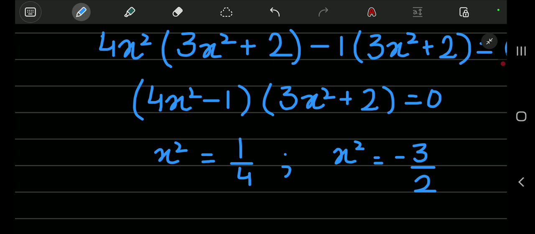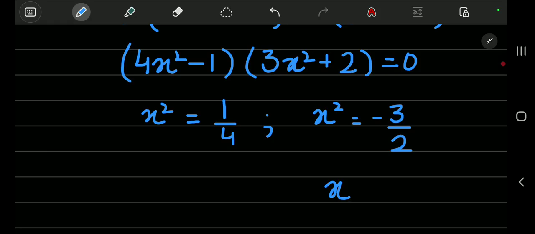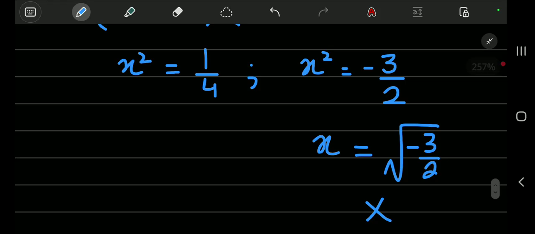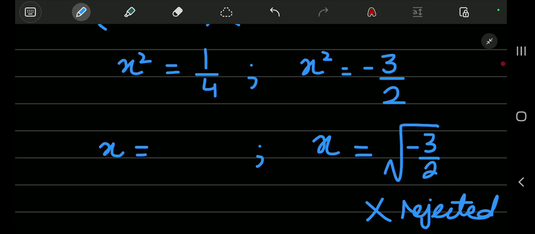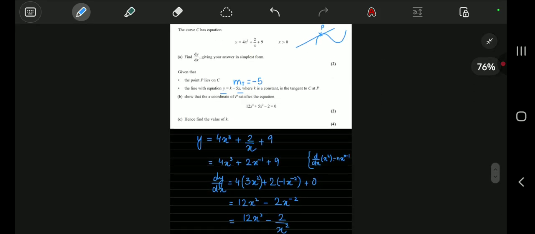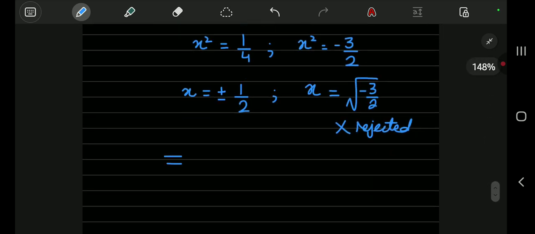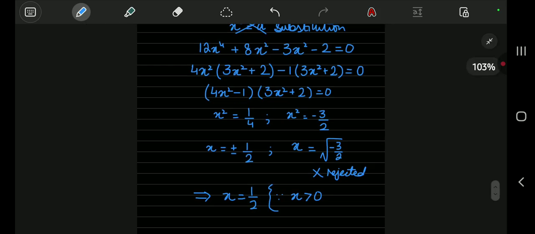Out of these we can decide. If we take the square root of minus 3 over 2, that is not going to give you any real solution, so reject it. For this one, if we take square root on both sides, x equals plus minus 1 over 2. Still, as we know that x is greater than 0, we will take only this. This implies x equals 1 over 2 as x is greater than 0. So this is your x value.